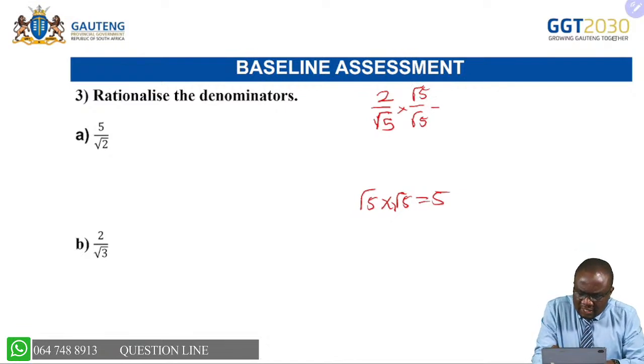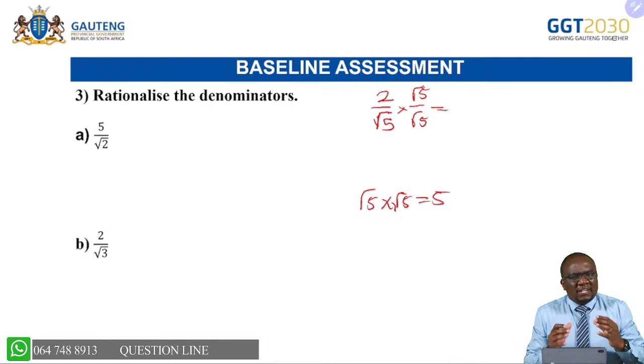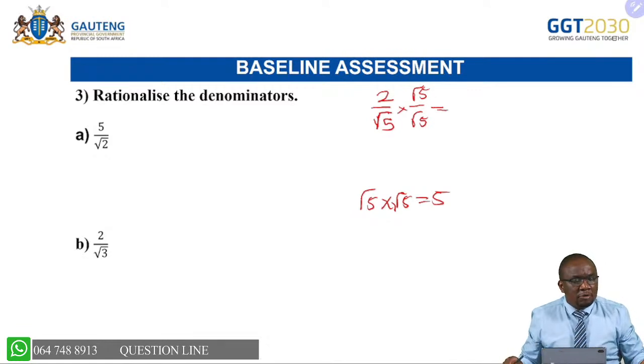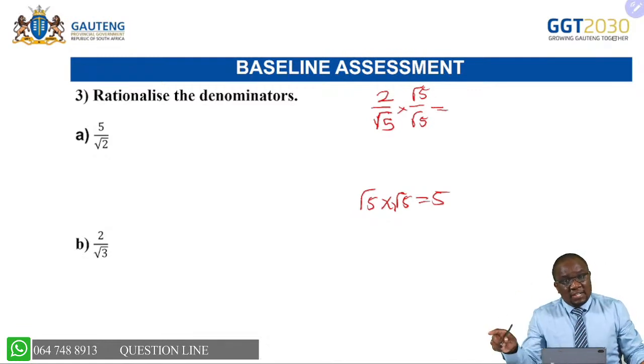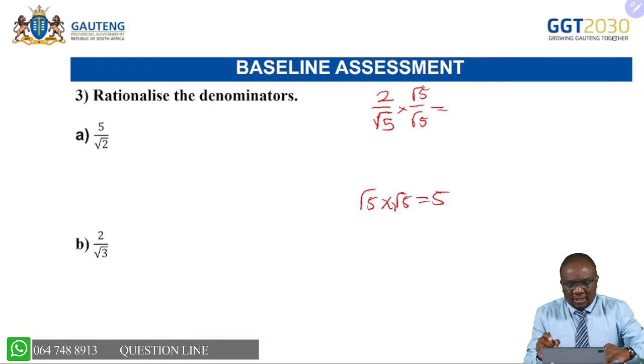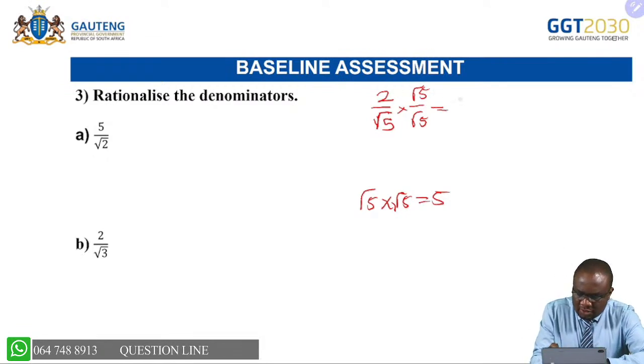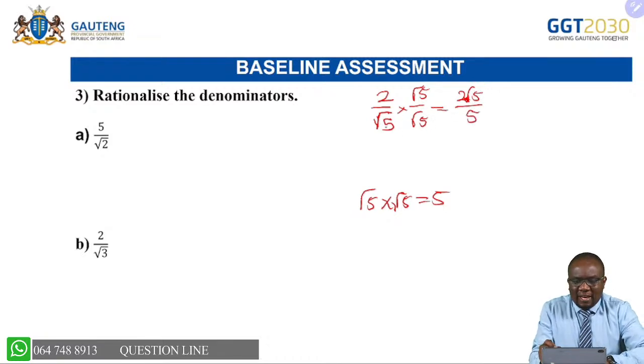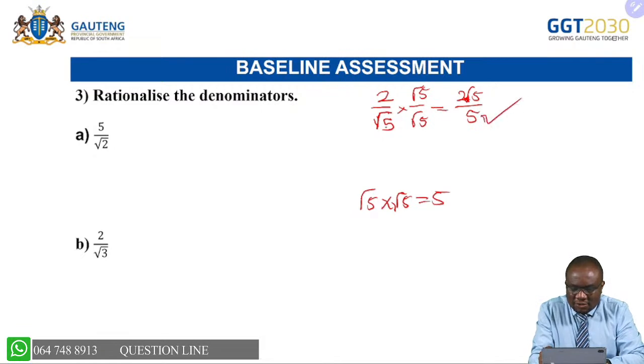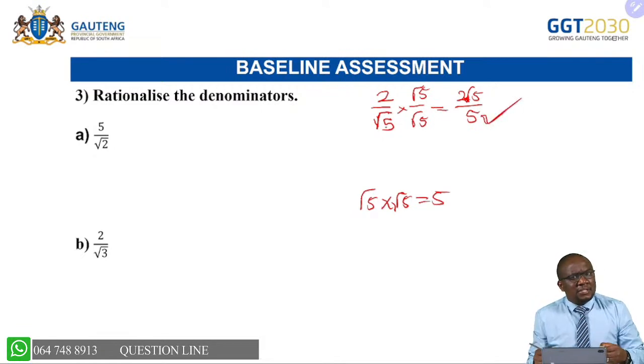And then what you get, multiplying fractions is easier than even addition, because it's numerator times numerator, denominator times denominator. So here it's going to be 2 times square root of 5, which is 2 root 5, over, what is square root of 5 times square root of 5, which is 5. You see that? Now the denominator is rational. I've rationalized the denominator. That's what we mean by rationalizing the denominator.